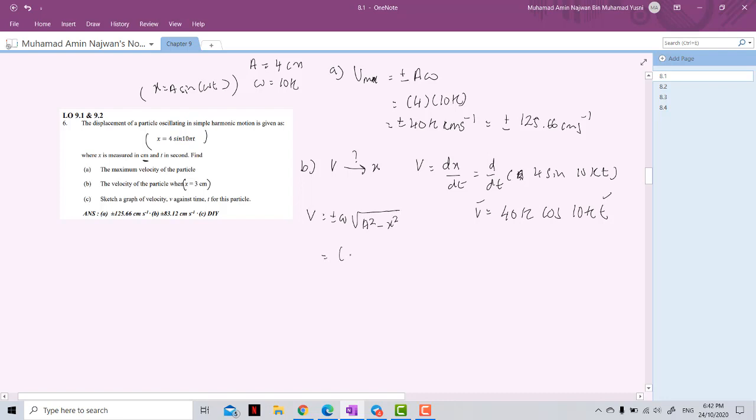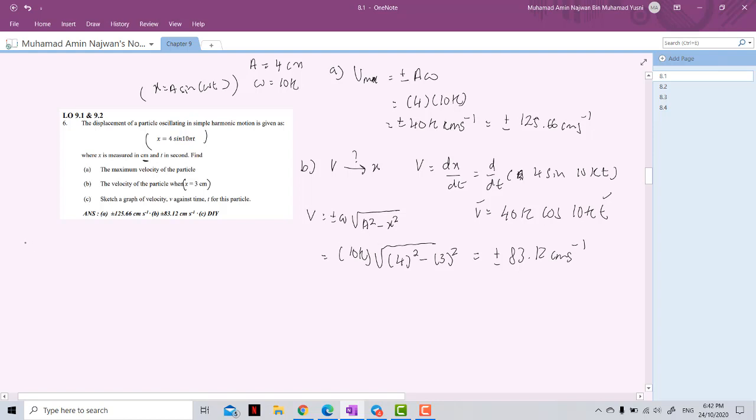Okay, what is our omega? In this case, omega is 10 pi. Okay, square root of, what is our a here? 4 square tolak dengan our displacement of 3 square. So if you do this, you can actually have, dia adalah plus or minus 83.12 centimeters per second. Okay, that is for our question number B. Just masukkan this equation terus dia dapat.